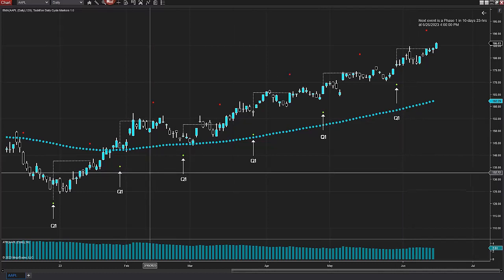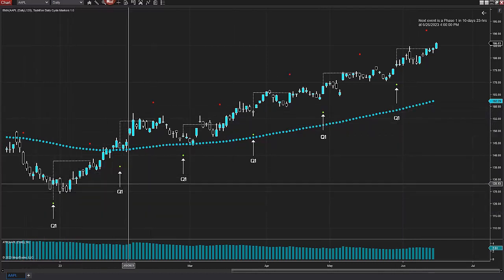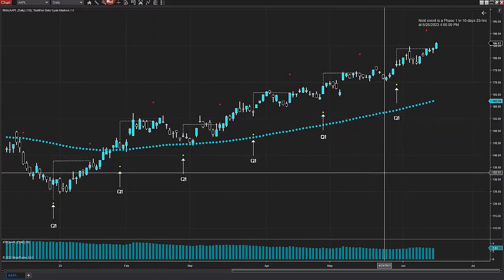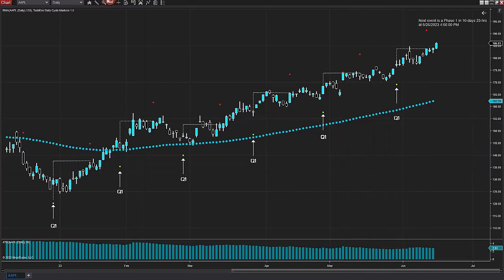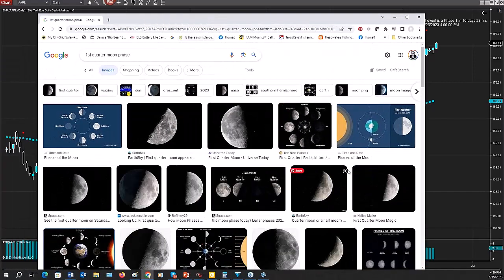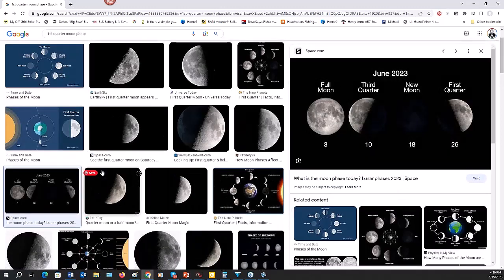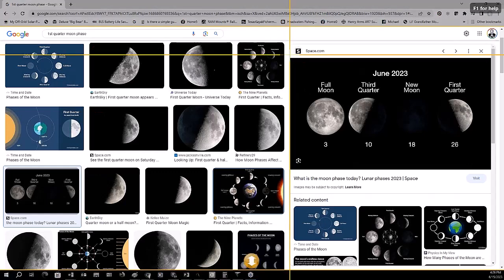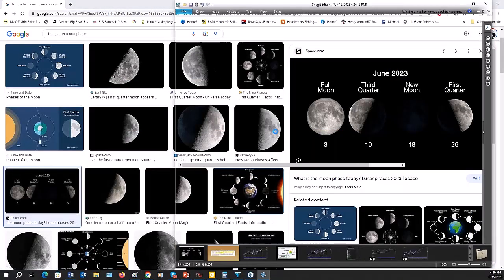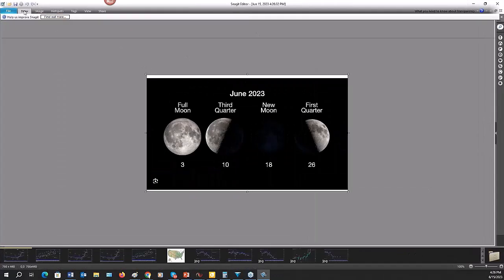But here's what I want you to remember. Every one of the green dots on this daily chart for Apple represents a first quarter moon phase. Now, for those of you that have no clue what a first quarter moon phase is, it's when you walk out at night and there's no clouds and precisely half the moon is visible. It's half full. And if you look at this small diagram here, you'll see what I'm referencing in this chart, which is based on natural laws.